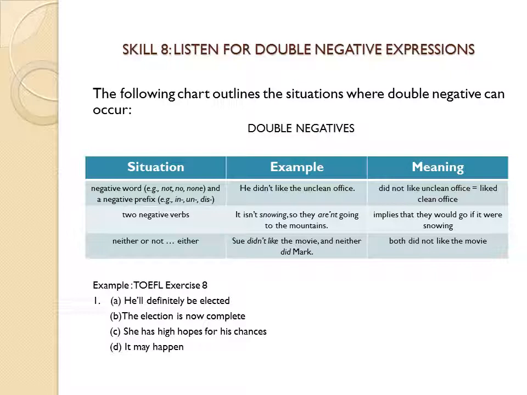And the last, neither or not, either. For example, Sue didn't like the movie and neither did Mark. The meaning, both did not like the movie. The example, TOEFL exercise 8.